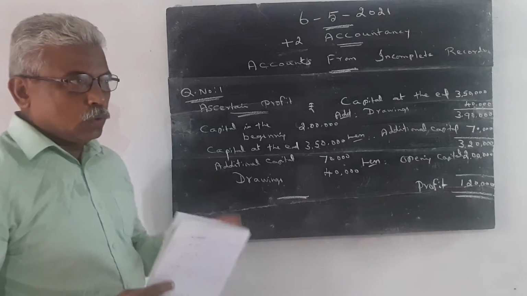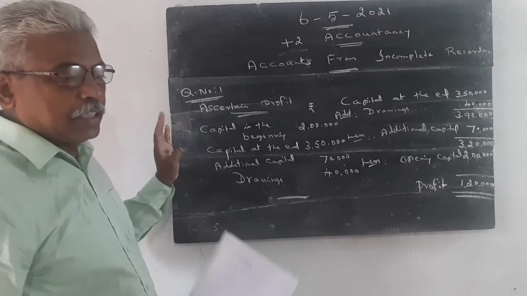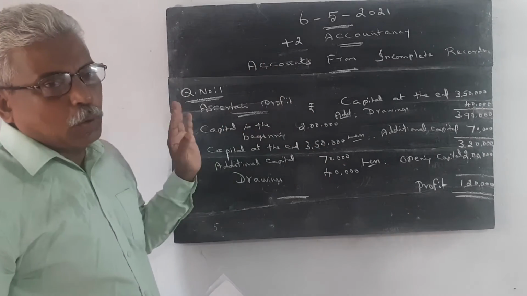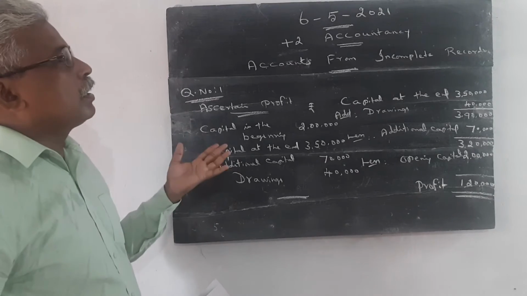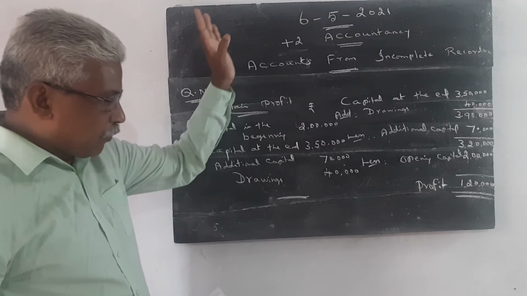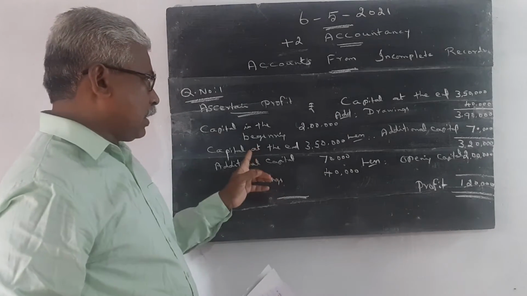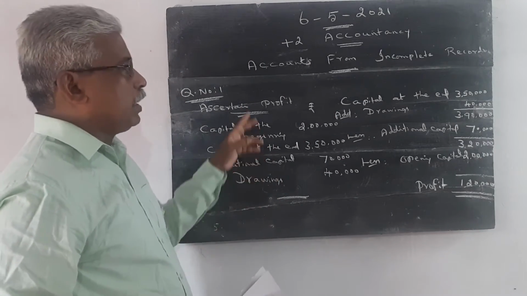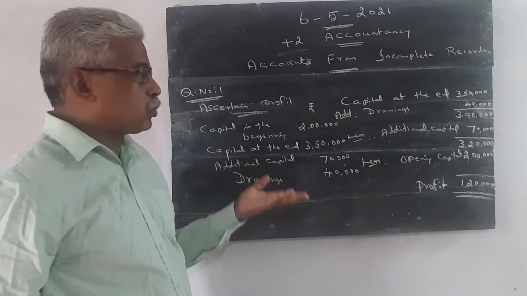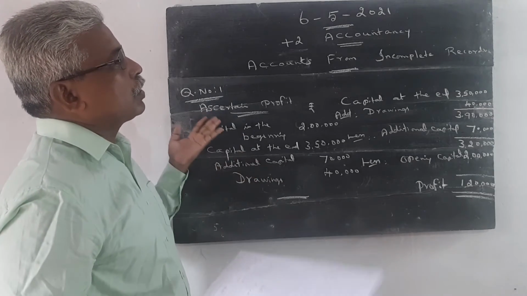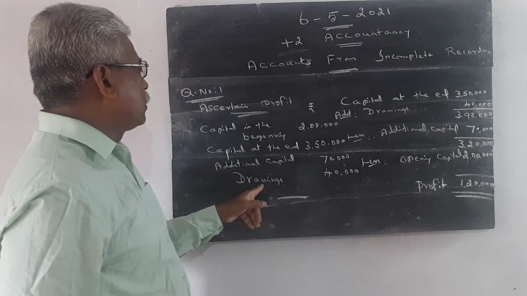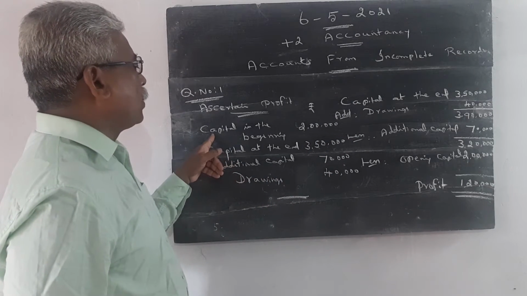Dear students, the answer is given in the textbook. You simply write the answer by copying from the textbook. If you write again and again, only then will this formula come into your mind. So write the formula again and again and study this question. Question number 1 is a very simple, easy question. Sometimes it is asked for 2 marks, and sometimes the same question may be asked for 3 marks also. Capital at the end, add drawings, less additional capital, less opening capital, we can get profit.